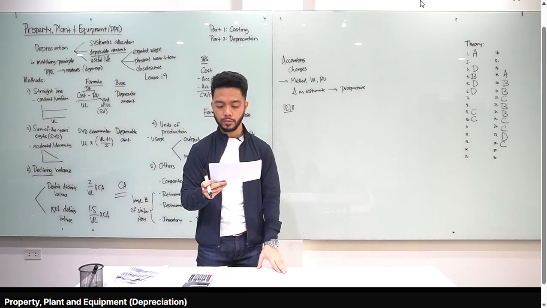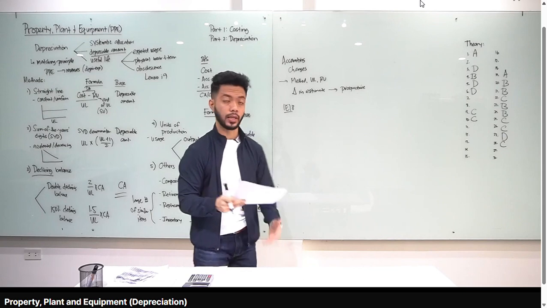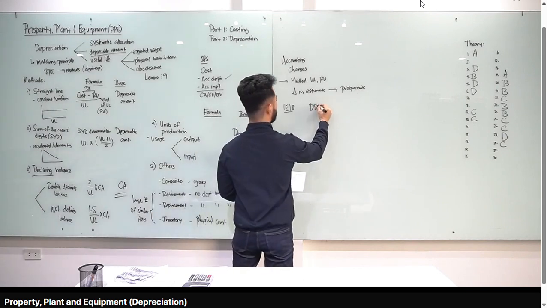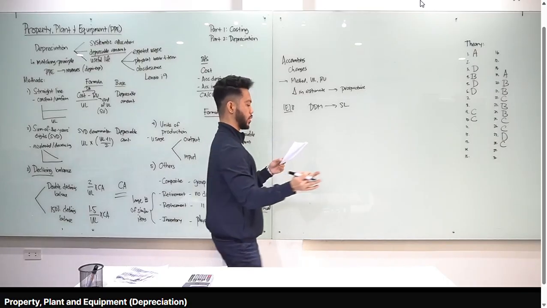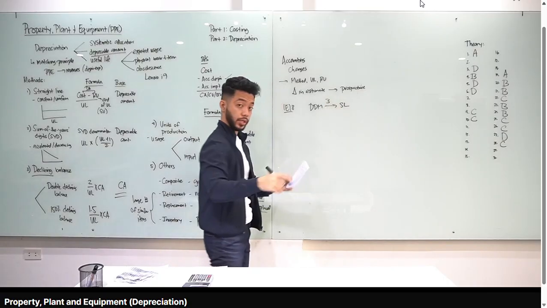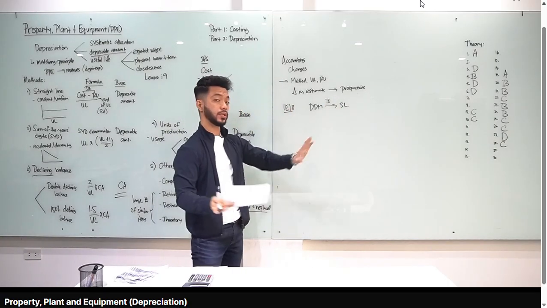On January 1, 2028, ABC changed the depreciation method to straight line. Tama ba, class? From double declining method, naging straight line. Ilang years? After 2025 daw yan. 25, 26, 27. After 3 years, nag-switch to straight line. Ang tawag natin dyan, change in estimate.